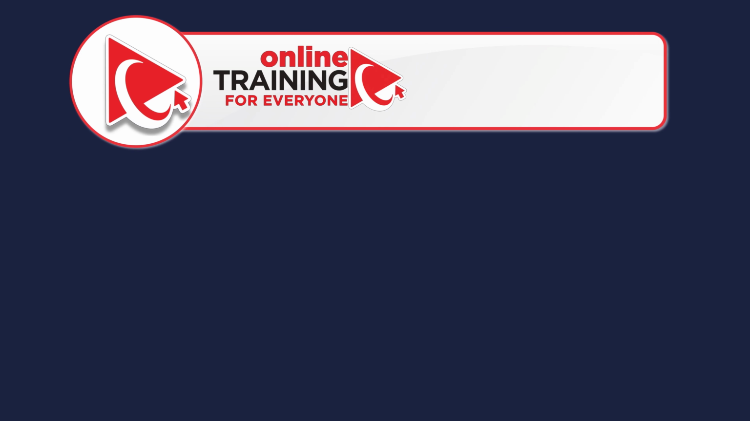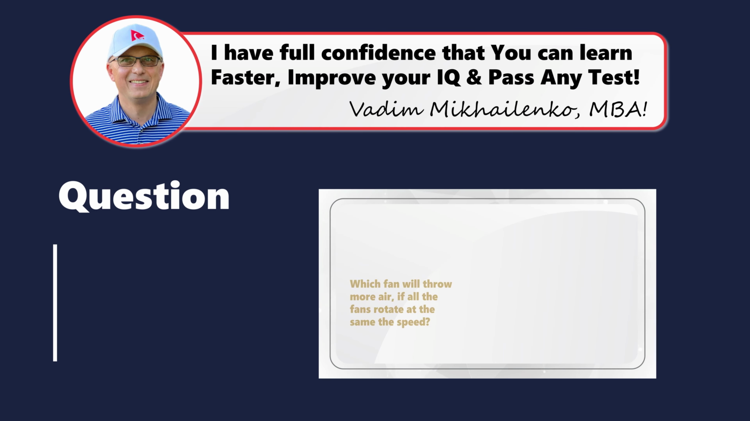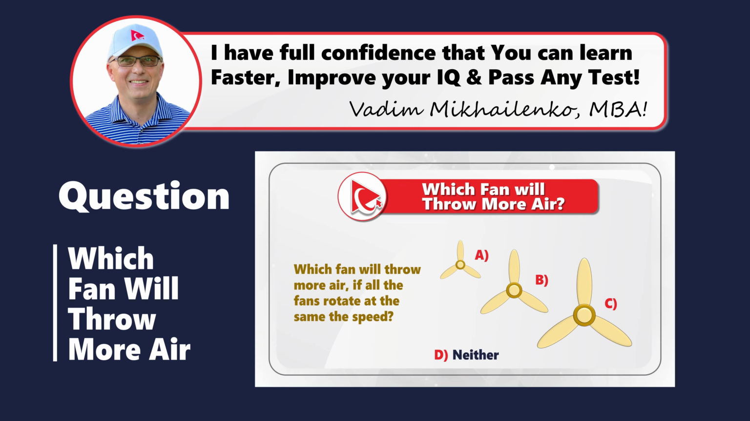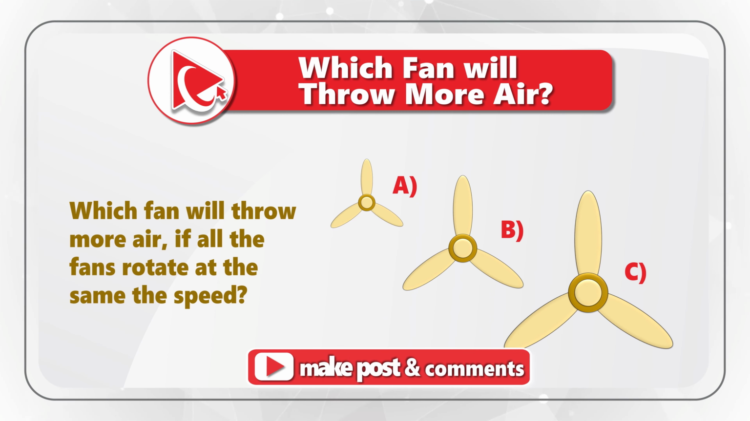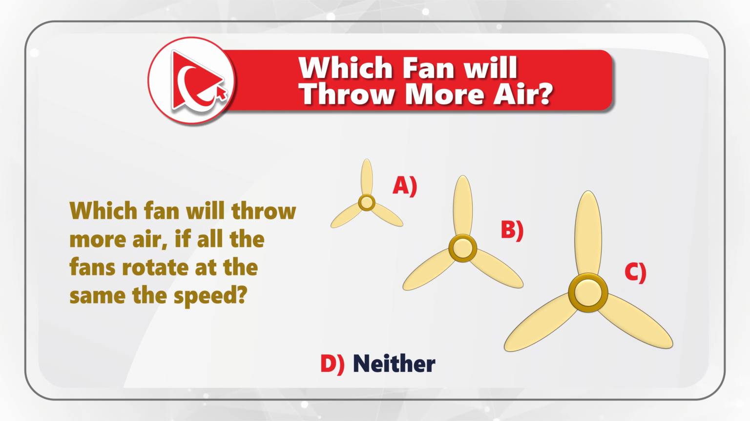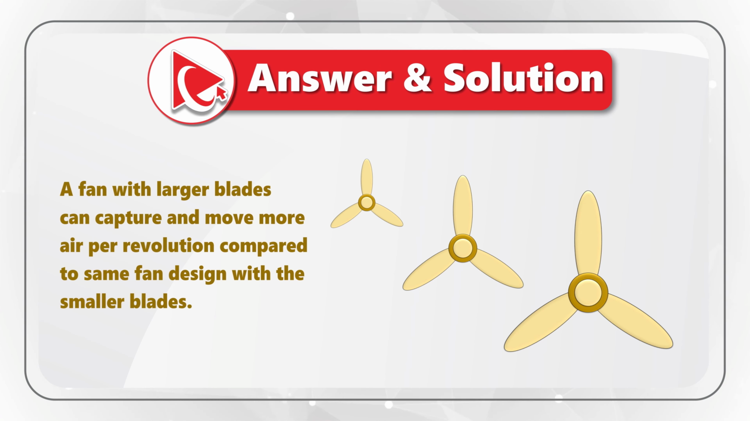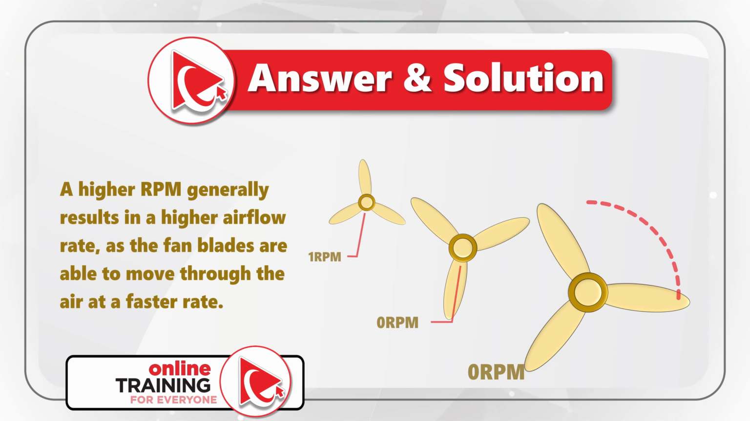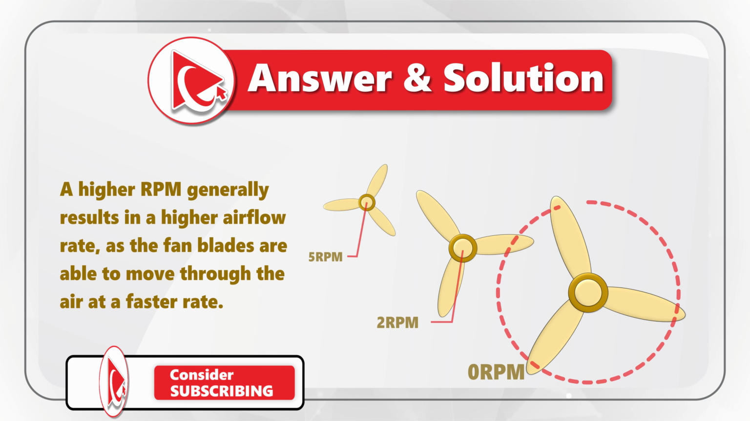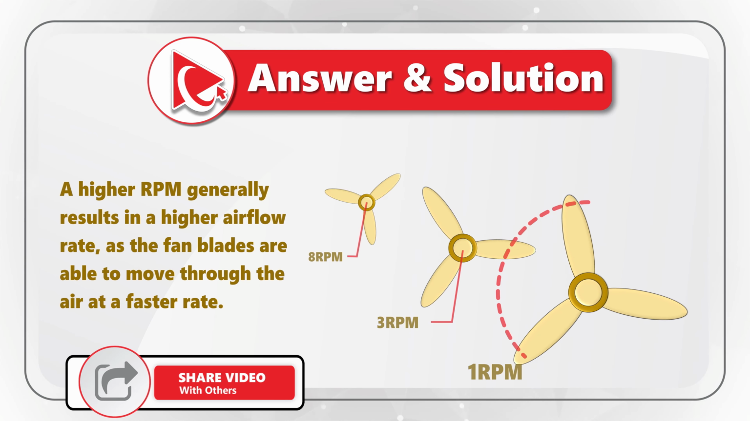Are you ready? I am moving forward to share with you my version of the answer. And if you have a better way to solve it, please make sure to post in comments. As you might be well aware, there are two key factors to help determine the airflow rate. The first one is the size of the fan's blade, and the second one is the rotational speed of the fan, which is measured in RPMs, which stands for revolutions per minute.